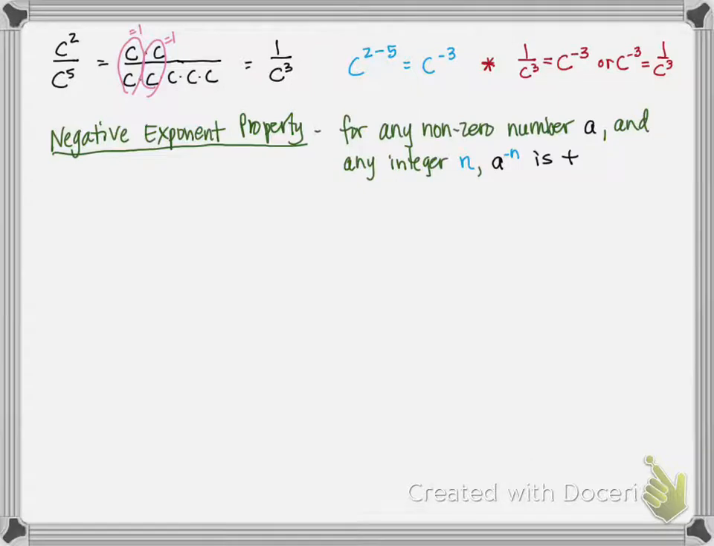Let me erase that because I did that in black. I'm going to change the eraser and turn that black back into green. Sorry about that. So a to the negative nth power is the reciprocal of a to the nth power. Oops, I did that backwards. Let's try that again.